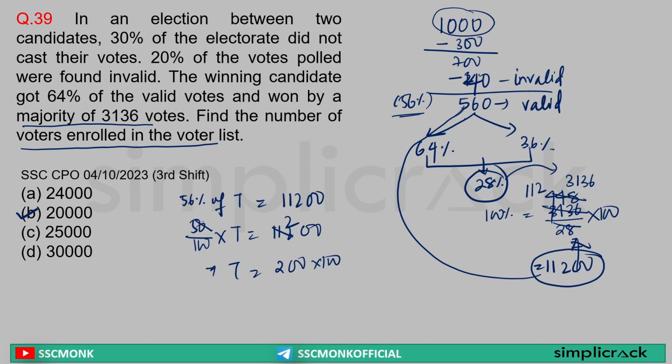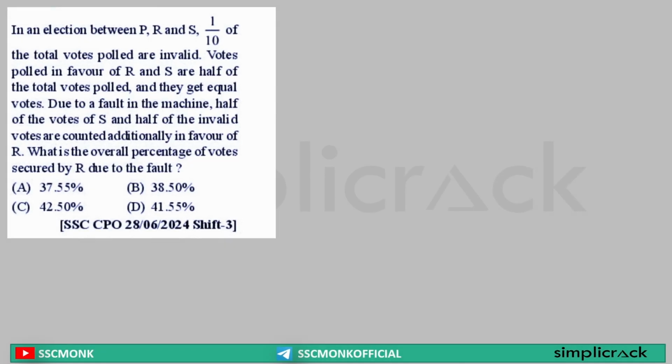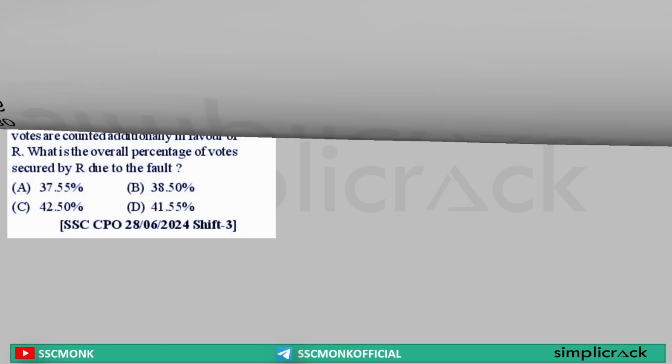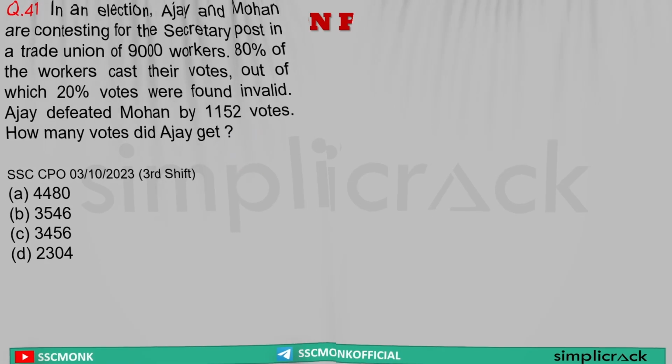Clear? Sorted? Next. In an election between Ajay and Mohan, contesting for the secretary post of 9,000 workers, 80%. Very easy. Same question. So this is homework. You need to practice it. It's a good concept. Otherwise, you won't have a hold of this type.